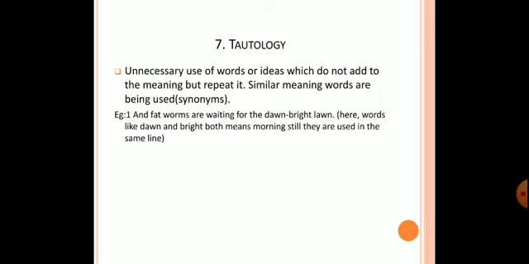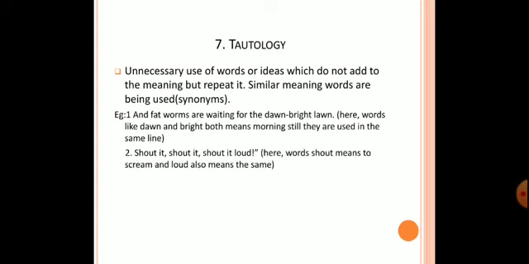Now over here, words like dawn and bright both mean morning itself. Dawn also means morning, and in the morning we have brightness. So dawn and bright mean the same. So when unnecessarily one thing is being repeated through different words, it is known as tautology.